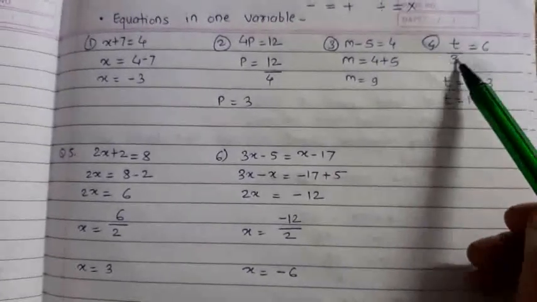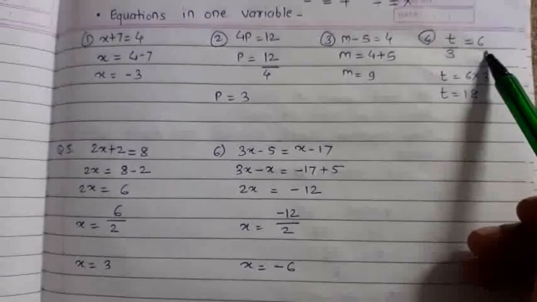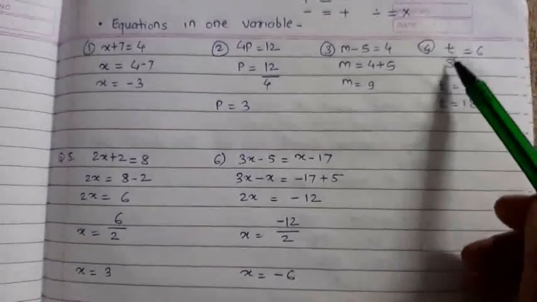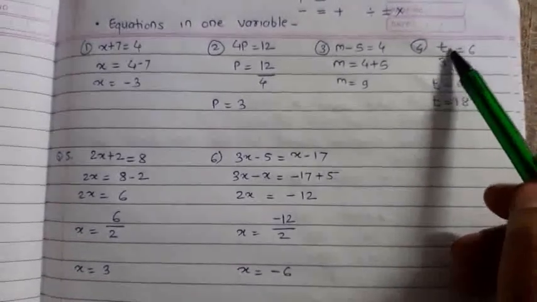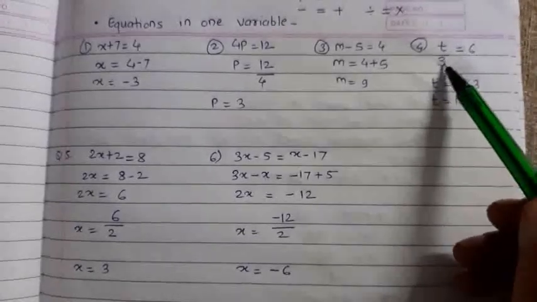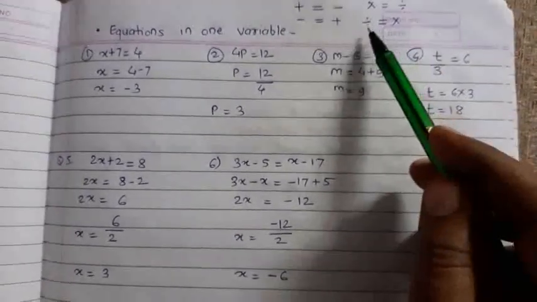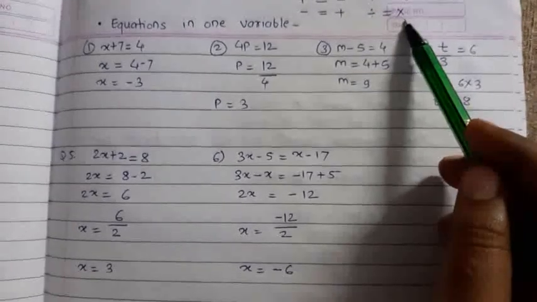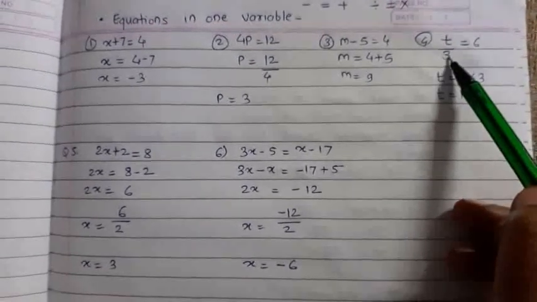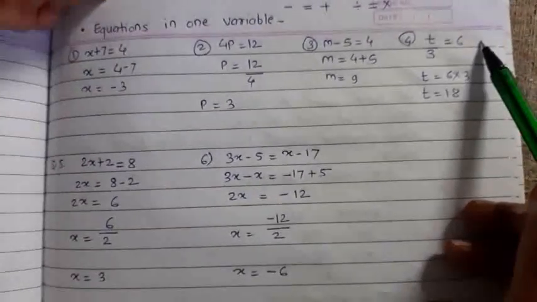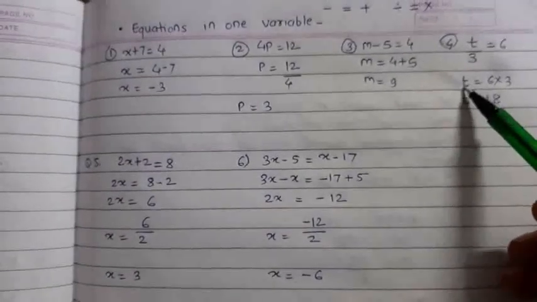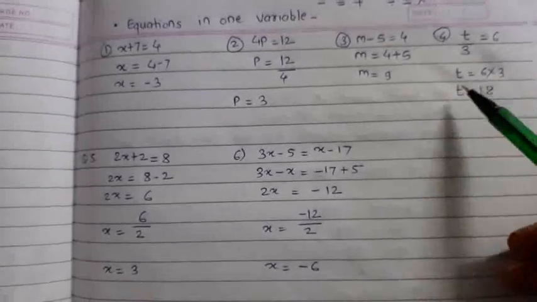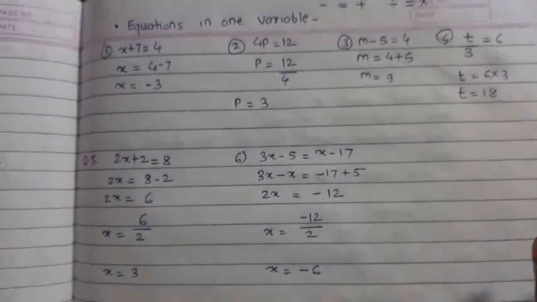Next is t divided by 4 is equal to 6. Here division operation is there and the variable is t. So this 4 we will send this side. When multiplication is there, it will become division, and when division is there, it will become multiplication. So this is in division, it will go in multiplication. So t is equal to 6 into 4, t is equal to 24.